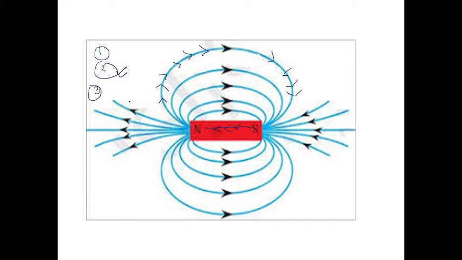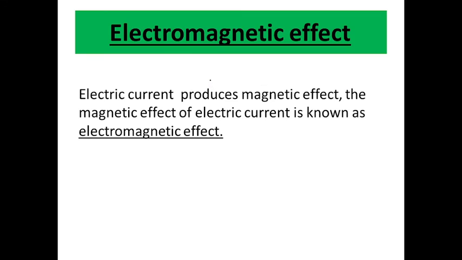Point number three is, suppose I have taken two points, this one is point P and here I am taking point Q. The point which is very close to the magnet has the greater magnetic field strength as compared to the point which is very far from this magnet. So at point P, the magnetic field strength is much greater than at point Q. These are the main properties of magnetic field lines.